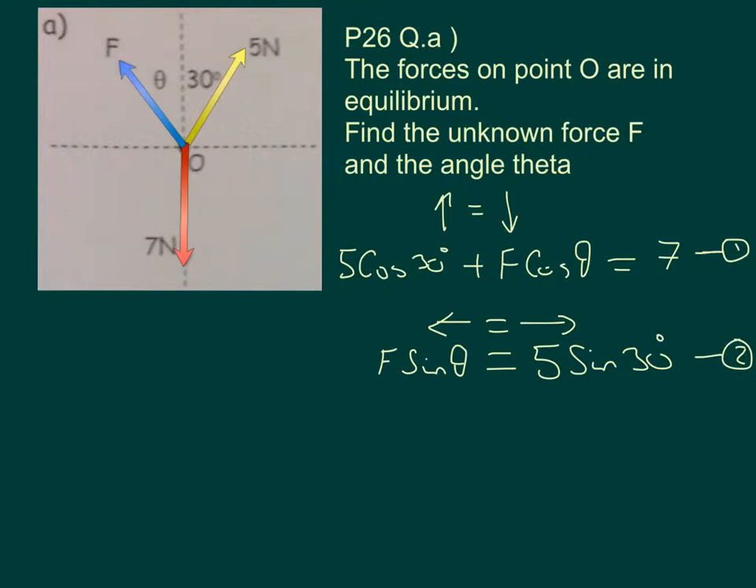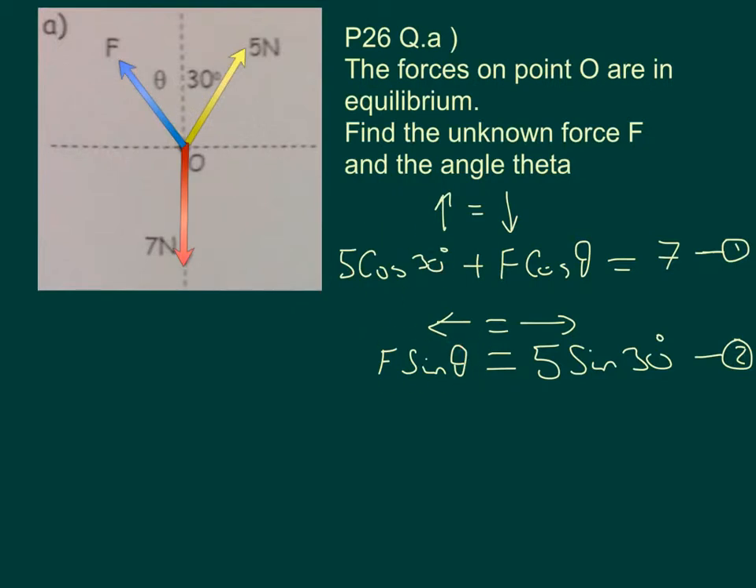And we need two equations because there are two unknowns. There's an F value that's unknown and there's a theta value that's unknown. So we need two equations. What we need to do now is to get the F sine theta and the F cos theta on their own. So F sine theta is already on its own. We want to get this F cos theta on its own. And you realize that that's going to be equal to 7 minus 5 cos 30. So that's what I'm going to do.